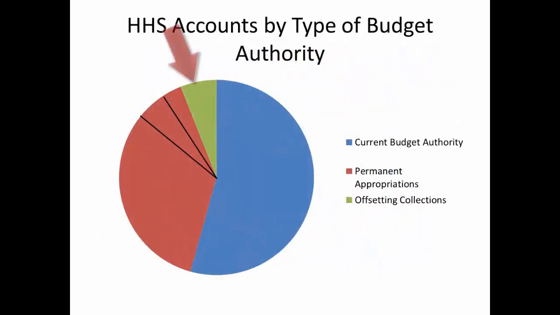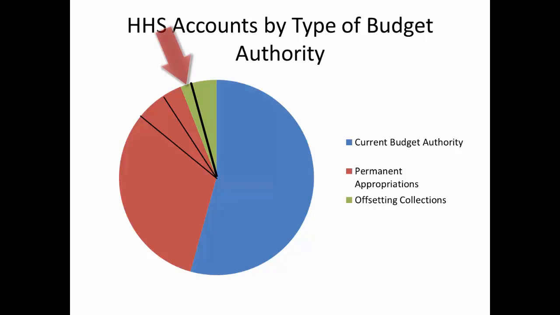Now let's take a look at offsetting collections. Technically, as discussed previously, since the topic of these modules is on reading appropriation language, and offsetting collections are a different form of budget authority, they are not included in our universe for appropriation language. But in the interest of completeness, let's take a look at the kind of language we might see for permanent authorities to collect funds. These make up 6% of HHS permanent accounts and are of two types: revolving funds and other offsetting collections. Let's look at revolving funds first.